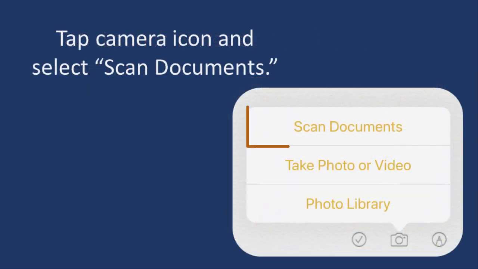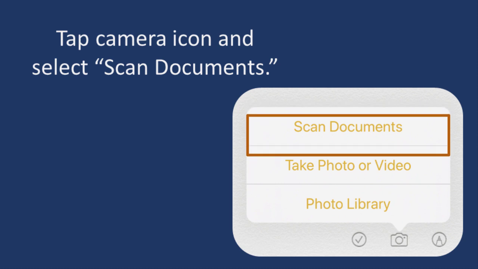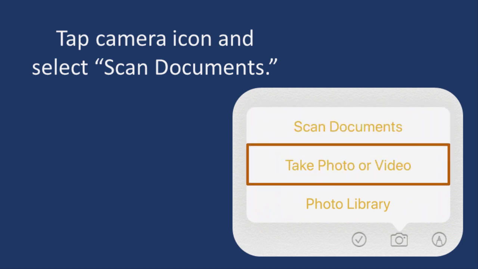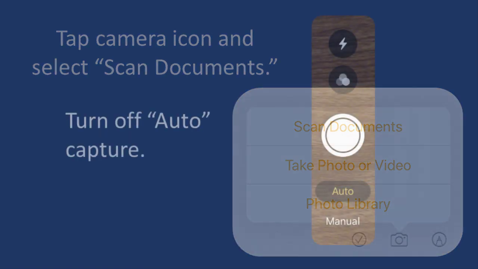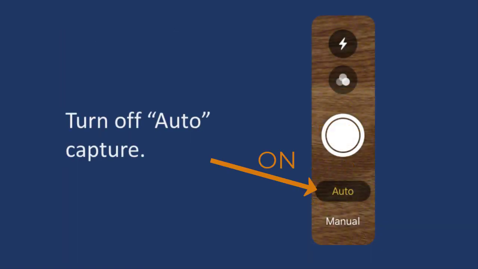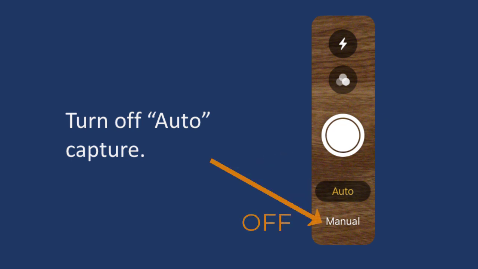Use the Scan Documents option for PDF files. If your teacher wants an image file, you can use the Take Photo or Video option here, or you could use the regular camera app to accomplish the same thing. You'll probably want to turn off the auto capture mode. It quickly tries to recognize your page and then snaps the image automatically.